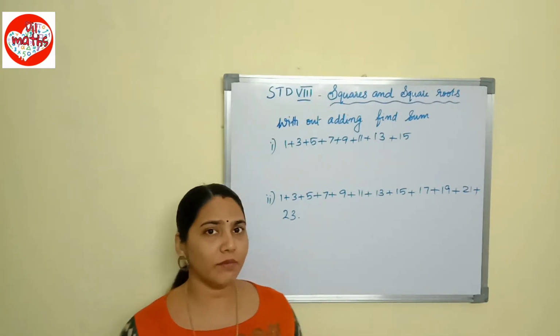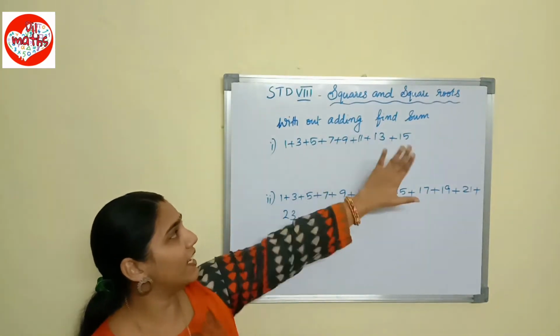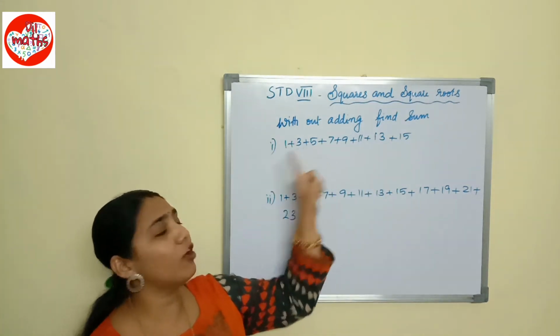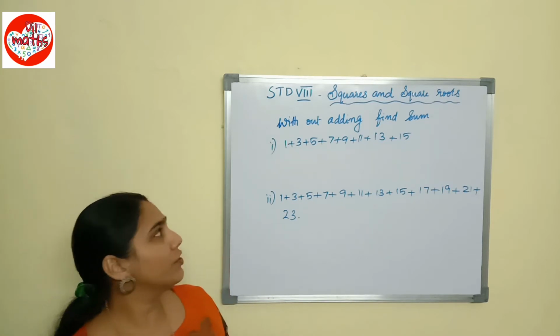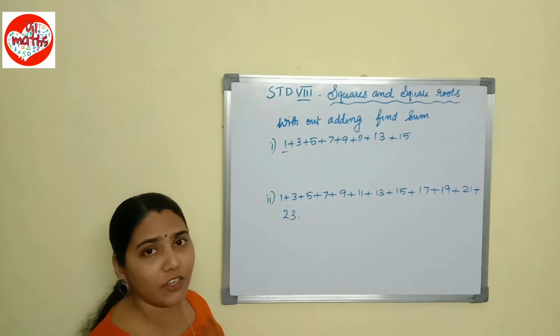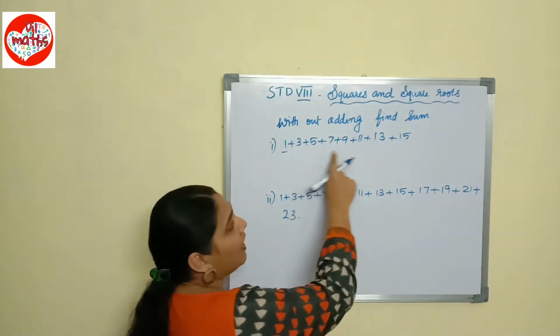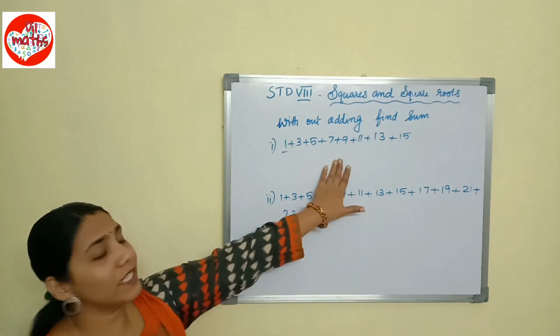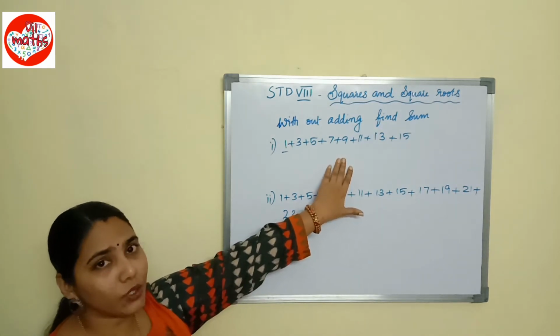We will check an example. Okay, so without adding, find the sum. So listen here, what is the question given? Without adding, you should find the sum. So what should you check? You should check whether it is starting from 1 and whether the added numbers are consecutive odd numbers. Those 2 things you should check.